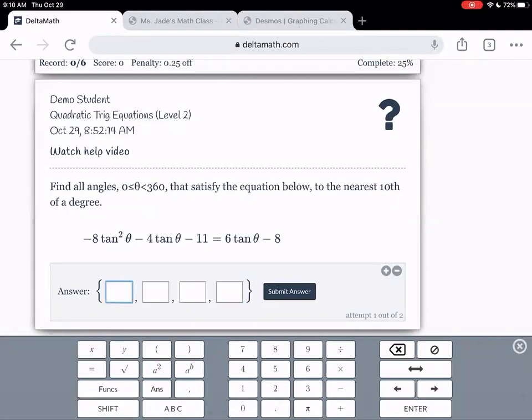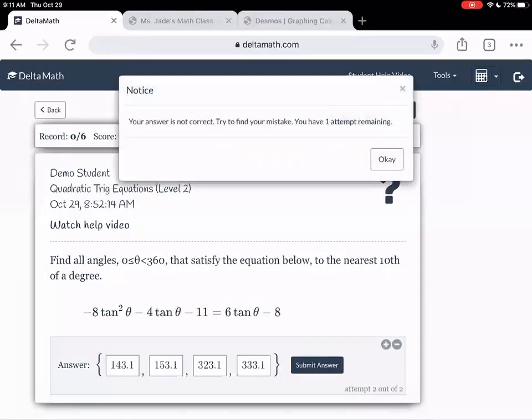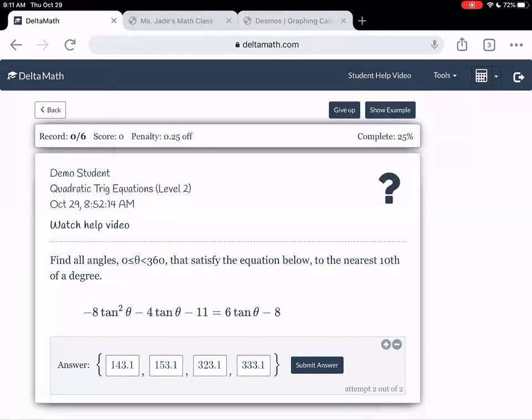Now let's enter these in. 143.1, 153.1, 323.1, 333.1. Oops, the answer is not correct. Try to find your mistake. You have one attempt remaining. That's just great. We spent so much time on that one.